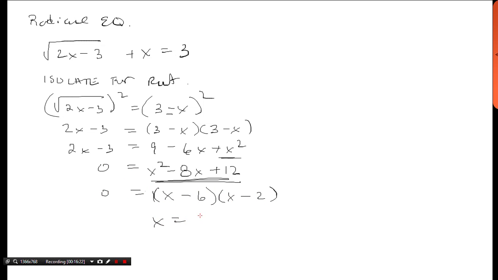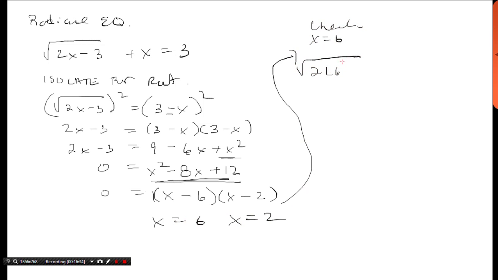Wasn't that nice? So x equals 6 and x equals 2. Right? Are we done? No. We must check. The left side must equal the right side. So check this out. If x equals 6, here's my check. Then we get the square root of 2 times 6 minus 3 plus 6.